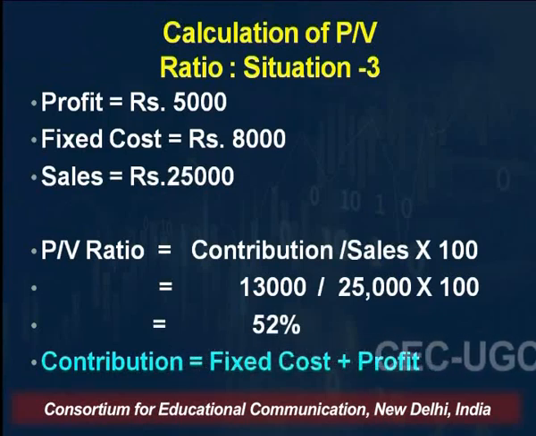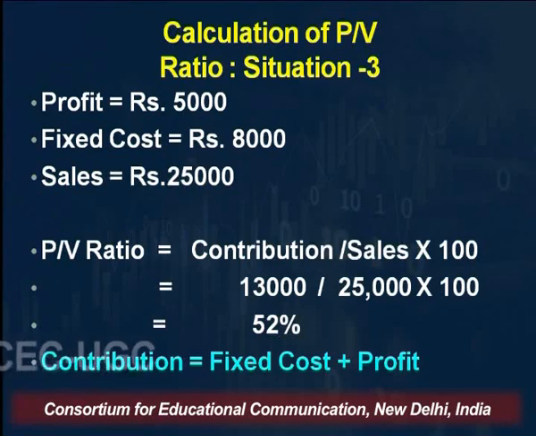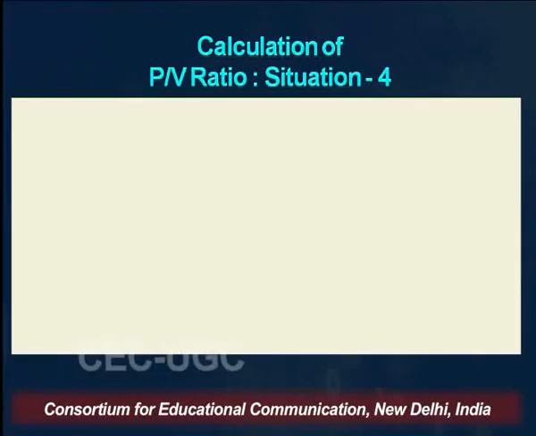So you may find number of situations where in some of the situations they'll give you the value of sales but not the variable cost. Somewhere they'll give you the value of fixed cost, not the variable cost. So in this way you have to apply your common sense. You have to stay very alert while computing PV ratio.